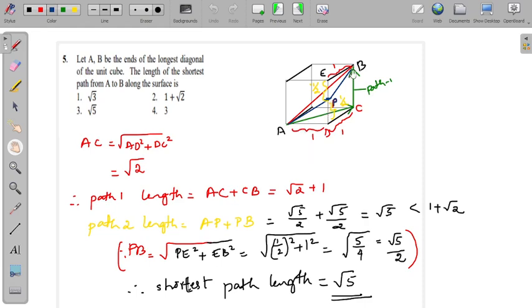Similarly, PB length is also root 5 by 2. When you add it twice, you will get root 5. The value of root 5 is lesser than 1 plus root 2. Therefore, the shortest path length should be equal to root 5, that is from AP to PB. Hence, our answer will be the third option.